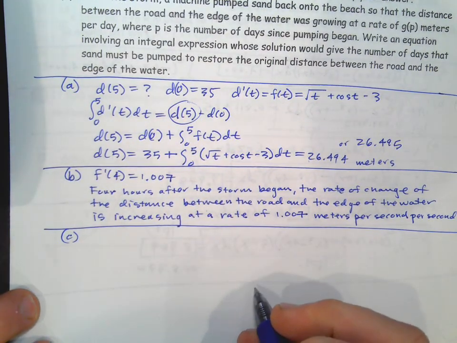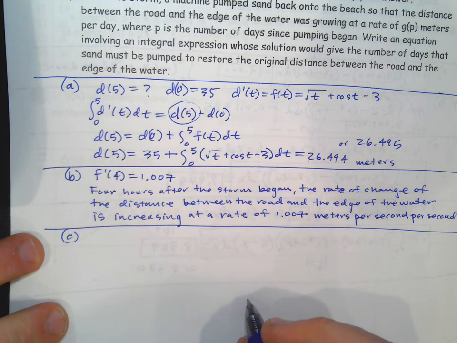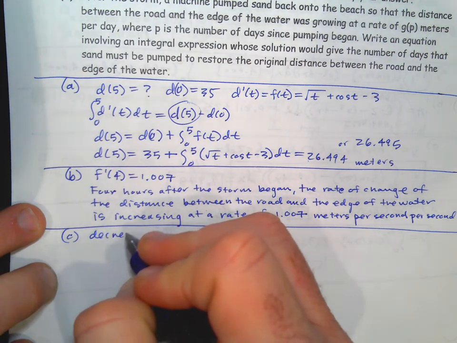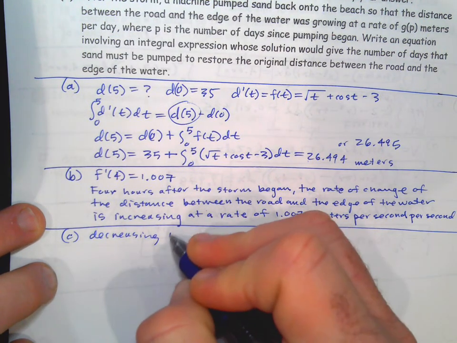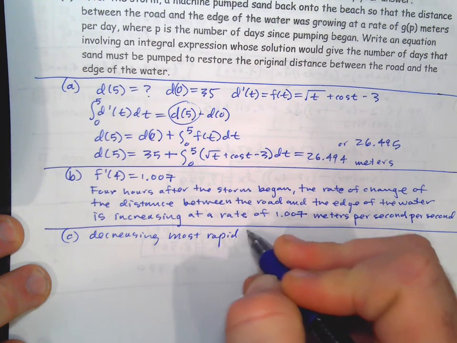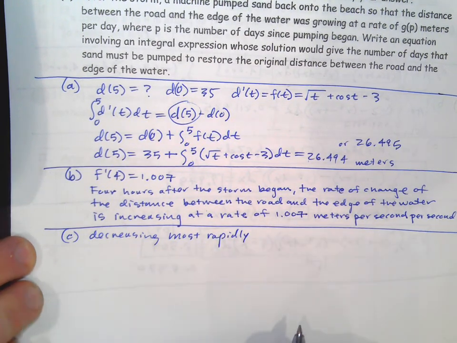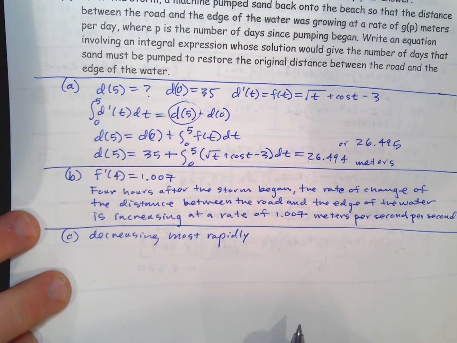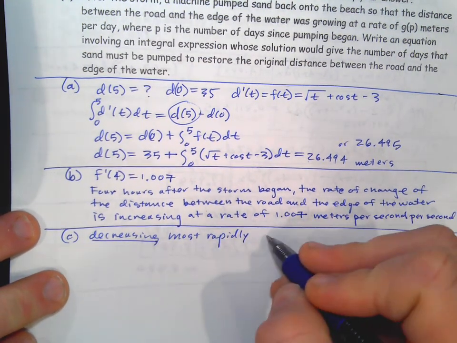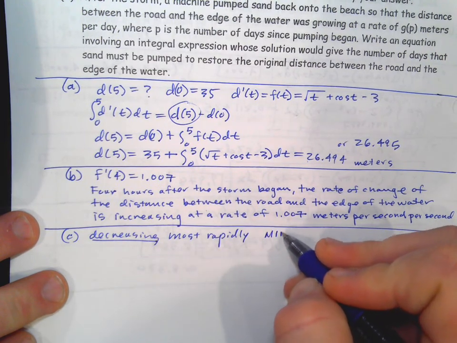Okay, C. At what time during the 5 hours of storm was the distance between the road and the edge of the water decreasing most rapidly? Decreasing most rapidly. Now, this sounds like the extreme value theorem to me. This sounds like an absolute max or absolute min. I'm thinking decreasing means it's the most negative. So we're looking for the min. And we want to do EVT.